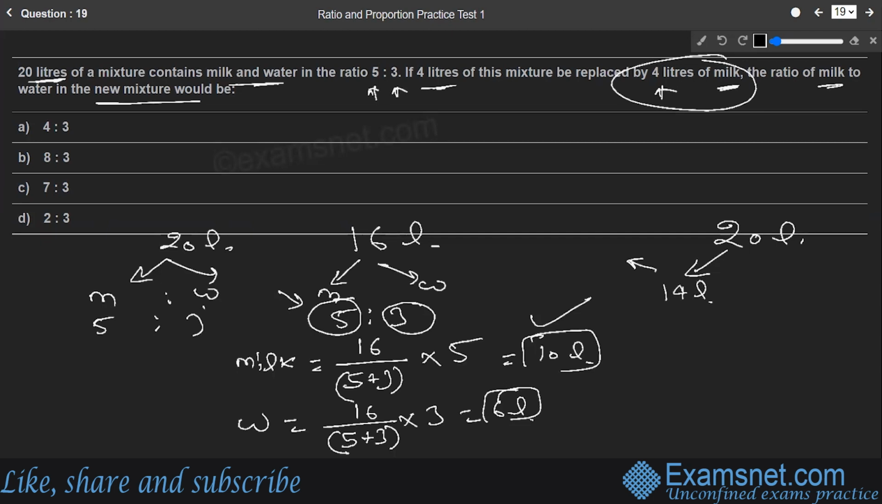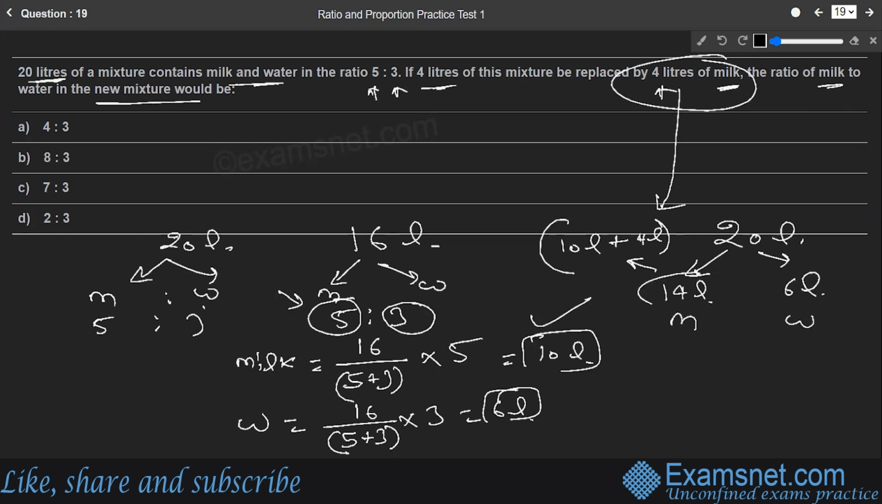How has this 14 been formed? The 10 liters was the original one and 4 liters of milk is also added here, so it becomes 14 liters. This was the milk part. What about the water part? There has been nothing done on the water side, so the water part remains as it is, that is 6 liters.